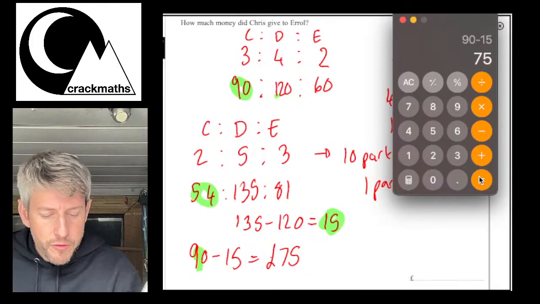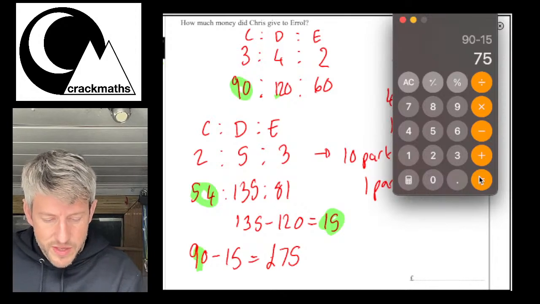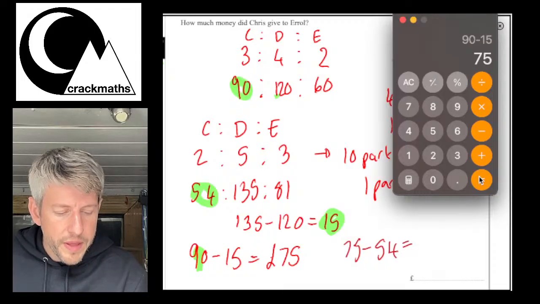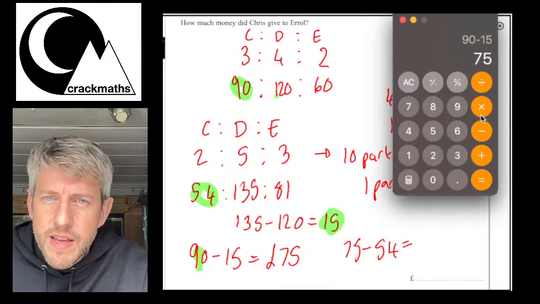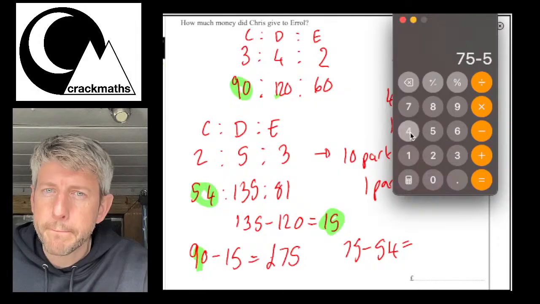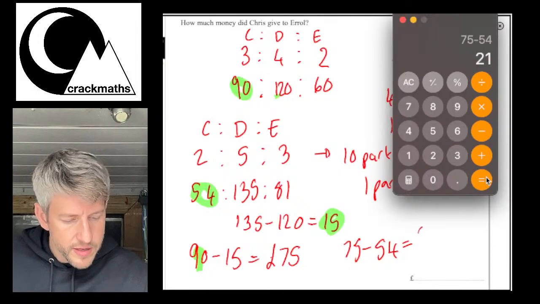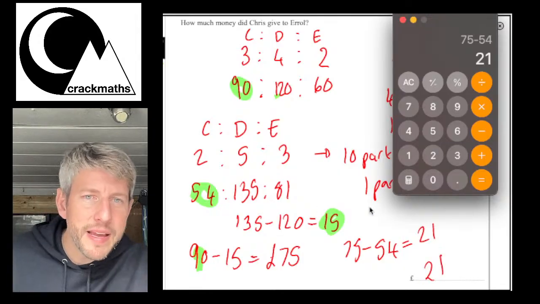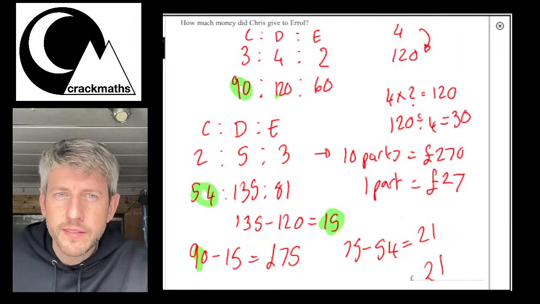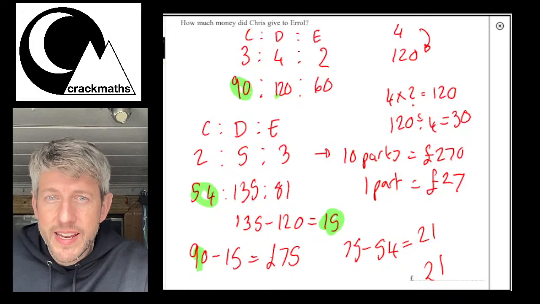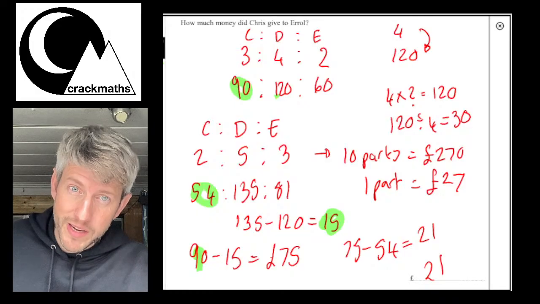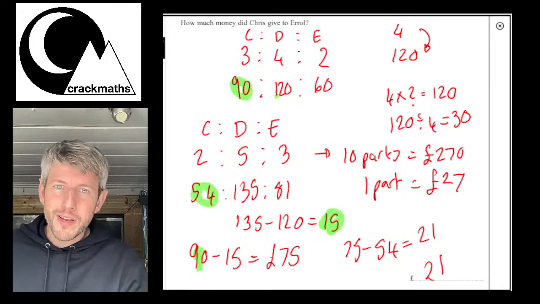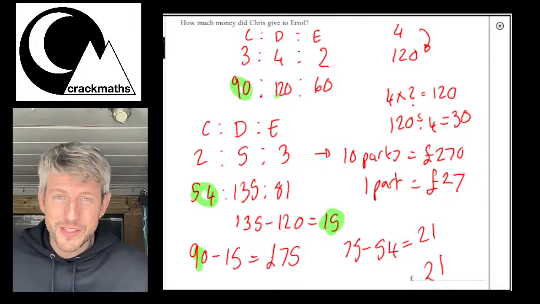And then, if Chris ends up with £54, we know that 75 take away 54 will be the rest of the money he gave away. So 75 take away 54 equals 21. So Chris gave £21 to Errol. And that makes sense because Errol went from £60 to £81. He was only given money from Chris, so he must have got £21 from Chris. It's nice to double check your answers.